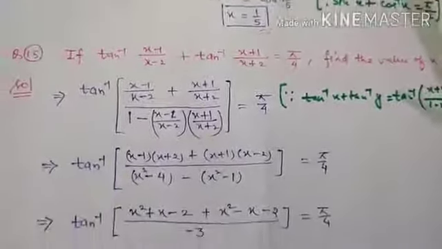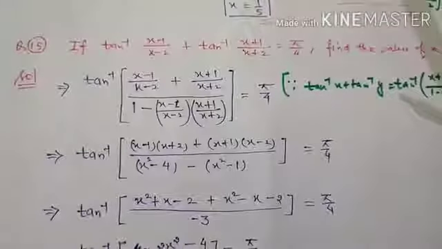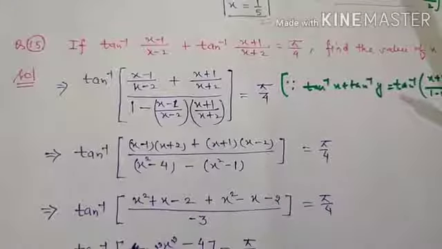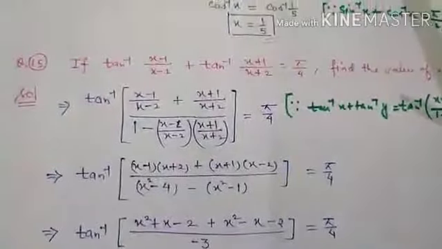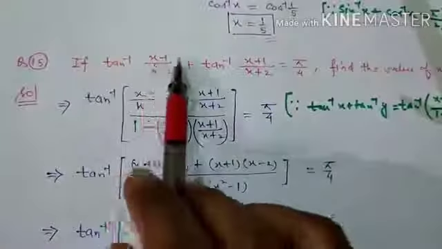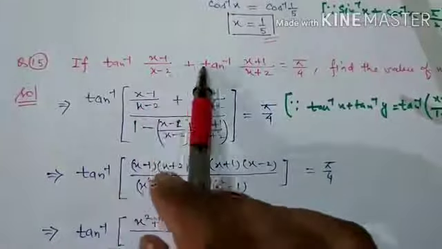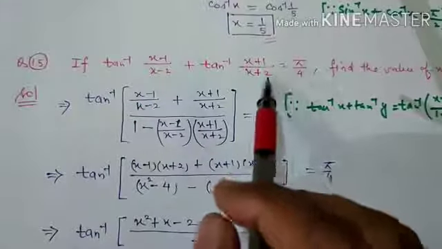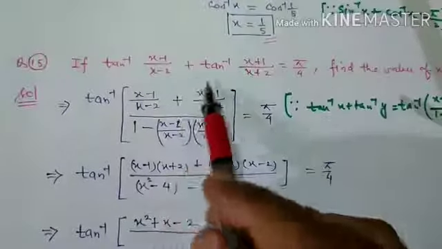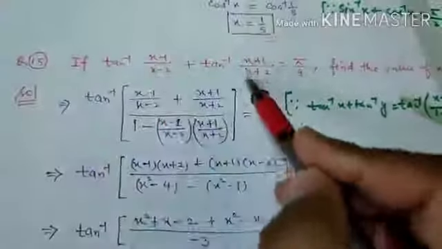Now see question number 15. In question number 15 we have to find the value of x again. And what is given to us? If tan inverse of x minus 1 upon x minus 2 plus tan inverse of x plus 1 upon x plus 2 is equal to pi by 4, find the value of this x.